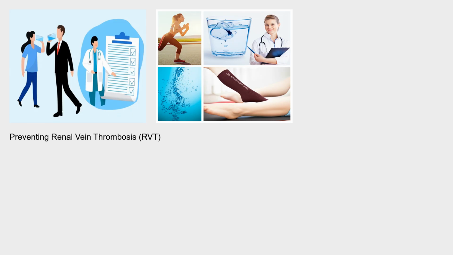Preventing renal vein thrombosis involves managing risk factors and taking proactive measures. For patients with nephrotic syndrome, controlling protein loss through medication and dietary modifications is crucial. Adequate hydration is important to prevent dehydration, which can increase the risk of clotting. Patients who are at high risk of RVT, such as those with inherited clotting disorders or those undergoing major surgery, may benefit from prophylactic anticoagulation to prevent clot formation. Avoiding prolonged periods of immobility can also help reduce the risk. If you are at risk, discuss preventative strategies with your doctor.